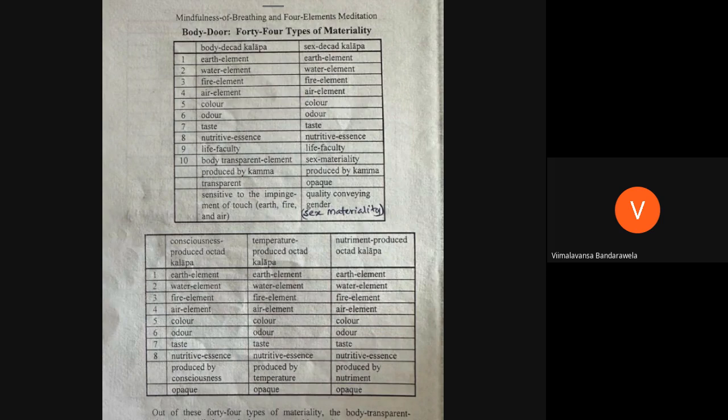That means, except for these 5 sense doors, in the body door, all your 32 parts and the 42 parts also have all this common materiality. Okay, now let's go to the mind door.